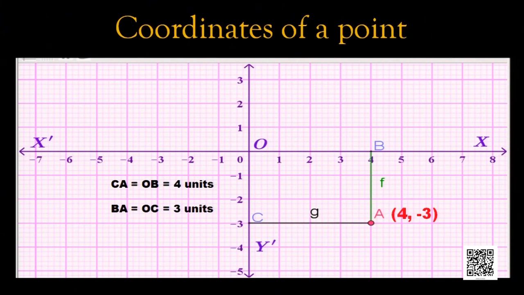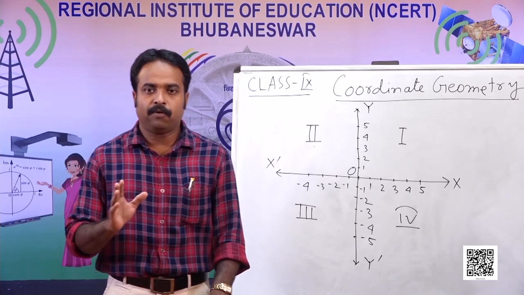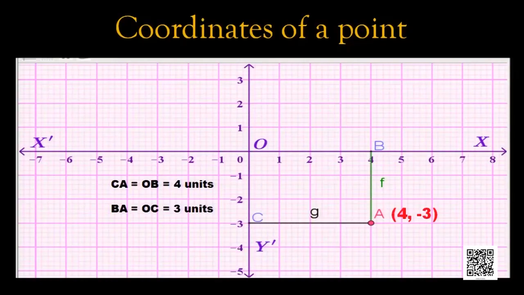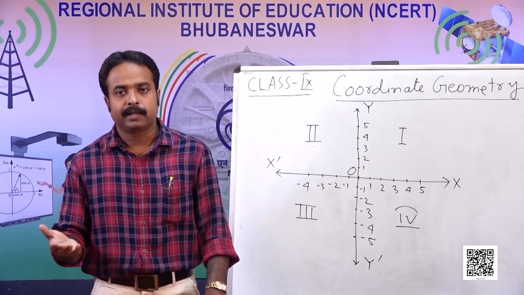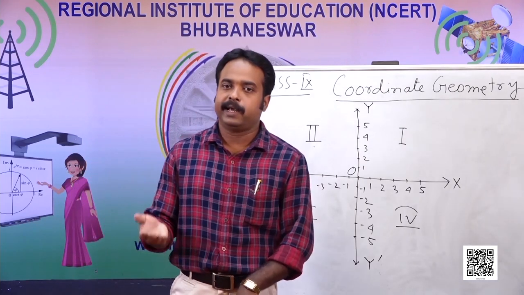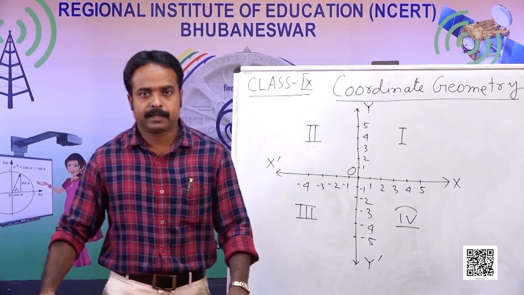And we have to write this coordinate within a small bracket. So, here 4 is the distance of the point A from the y-axis, that's why this is 4, and the distance of the point A from the x-axis is 3, and it is located in the positive direction of the x-axis and negative direction of the y-axis, that's why 4, minus 3. This is the fourth quadrant that we have already discussed. In the fourth quadrant, x is positive and y is negative. Let us take another example.